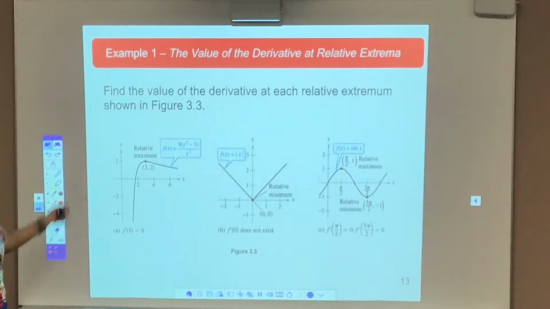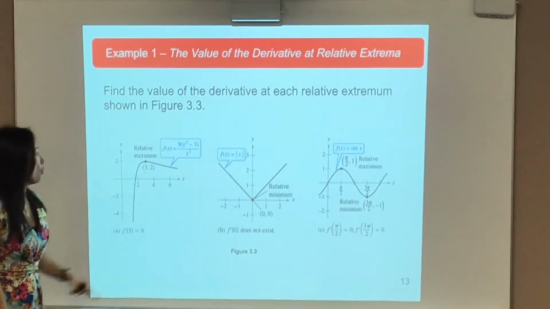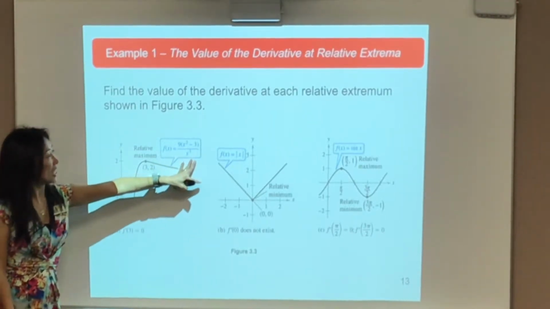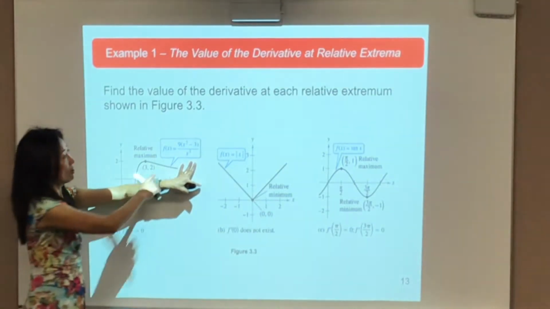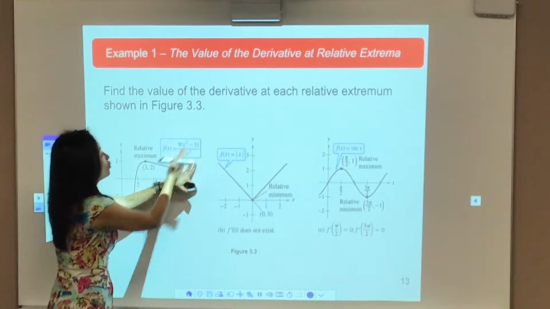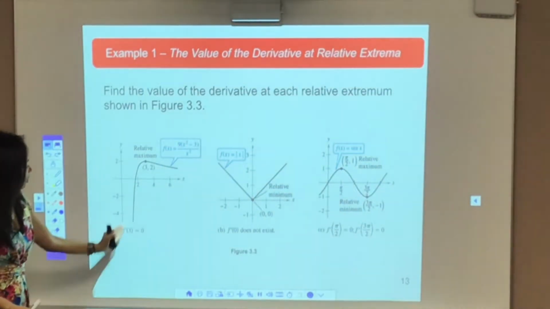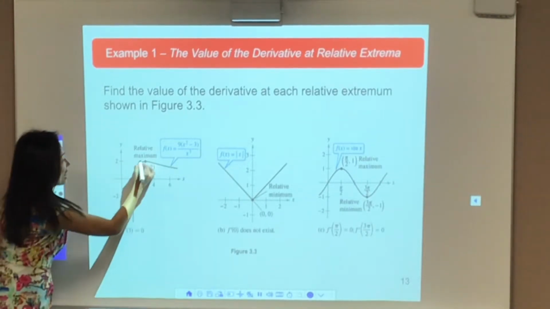Okay. Look at this one. Find the value of the derivative at each relative extremum shown in figure 3.3. So this is my equation. I have to use the quotient rule, or I can distribute it to make a power rule to do it. Okay, I will talk about it in a minute. So looking at this graph, I have what?